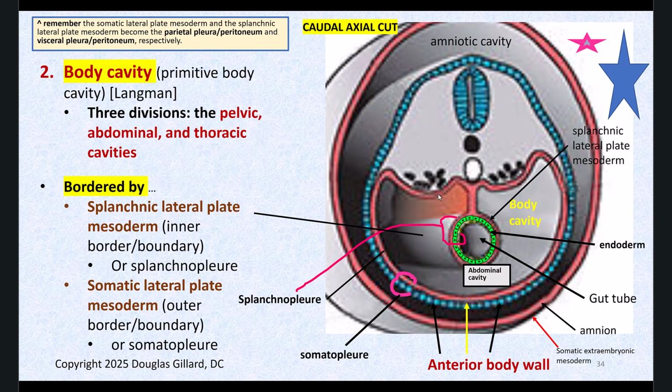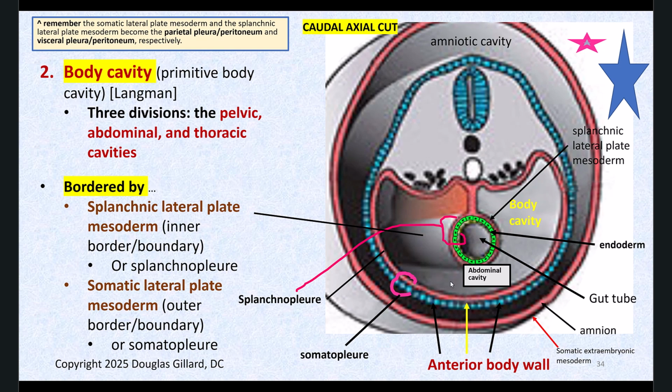Okay, the body cavities we mentioned already, but let's hit it again. So there's 3 divisions that this lateral folding gives rise to: pelvic, abdominal, and thoracic cavities. I've said that, but now it's in writing, so it's testable.